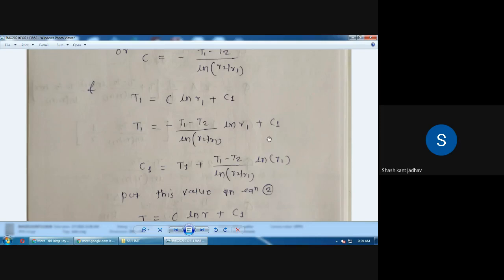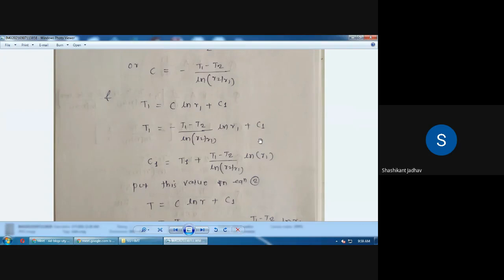Okay, so from these boundary conditions we get the value of C and the value of C1. Now put these values into equation number 2. जे काय तुमचं equation number 2 आहे. So this is equation number 2: T is equal to C into ln of R plus C1. So in this equation we have to put the value of C and C1.